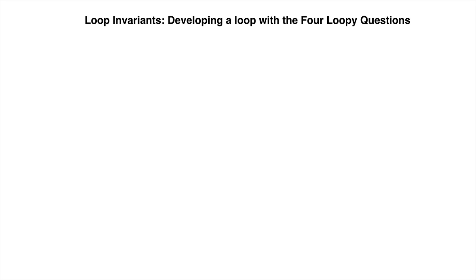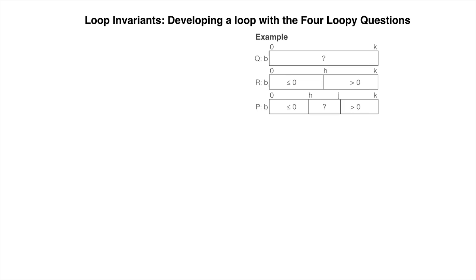Now we will do a second example of answering the for loopy questions. In this example, the precondition Q, postcondition R, and loop invariant P are given as pictures. This time, we will develop the initialization and loop using the for loopy questions.